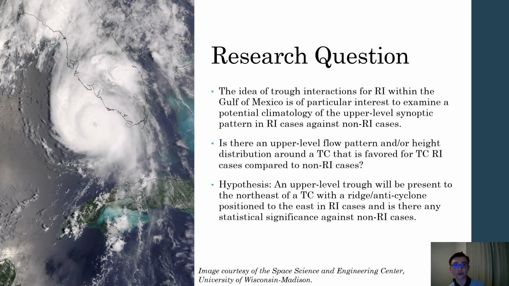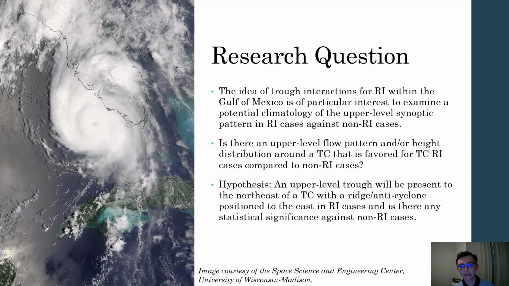So, the research question that I proposed was the idea of trough interactions for RI within the Gulf of Mexico is of particular interest to examine potential climatology in the upper level synoptic pattern in RI cases against non-RI cases, so storms that may strengthen but just not at that rapid intensification criteria.